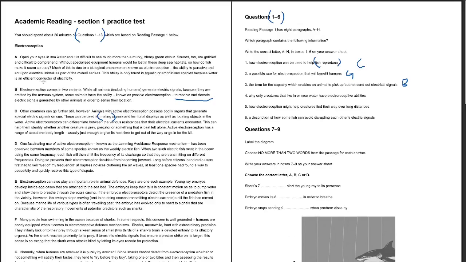So how do fish make it seem so easy? Much of this is due to a biological phenomenon known as electroreception, the ability to perceive and act upon electrical stimuli as part of the overall senses. This ability is only found in aquatic or amphibious species because water is an efficient conductor of electricity. So why only creatures that live in or near water have electroreceptive abilities? Because they need it to navigate around water, right? So that would be A. Okay, so question 5.